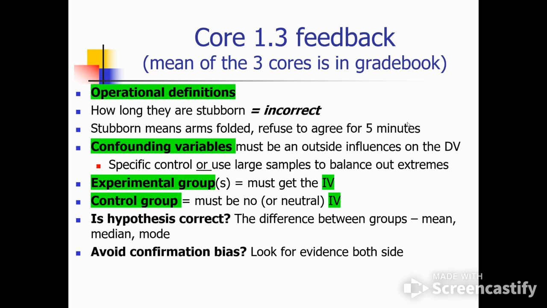In order to avoid confirmation bias, you needed to tell me something about looking at both sides. So if I think with my research that freshmen are more stubborn than seniors, to avoid confirmation bias, I have to make sure that I am looking at both seniors and freshmen to see the level of stubbornness, not just only looking at freshmen going, yep, they're the most stubborn.